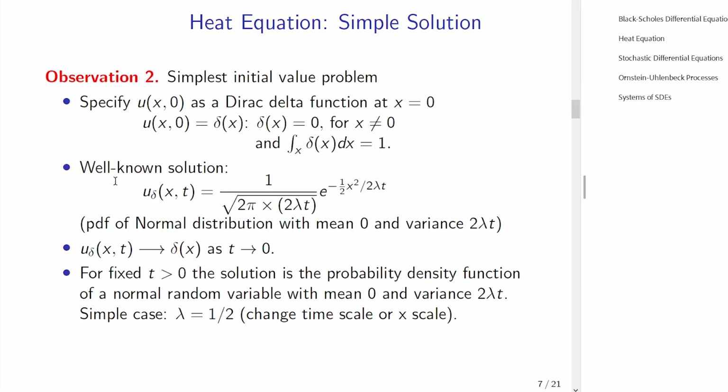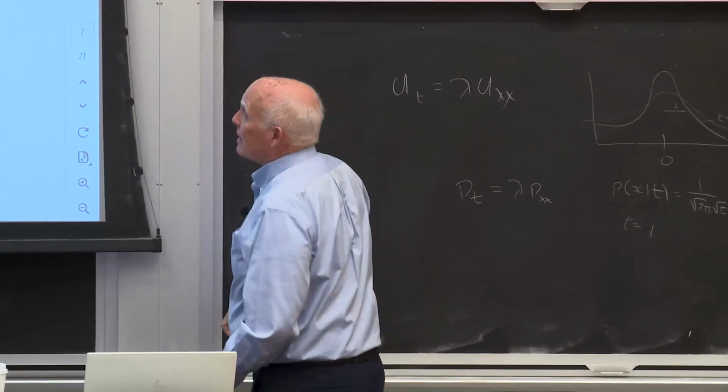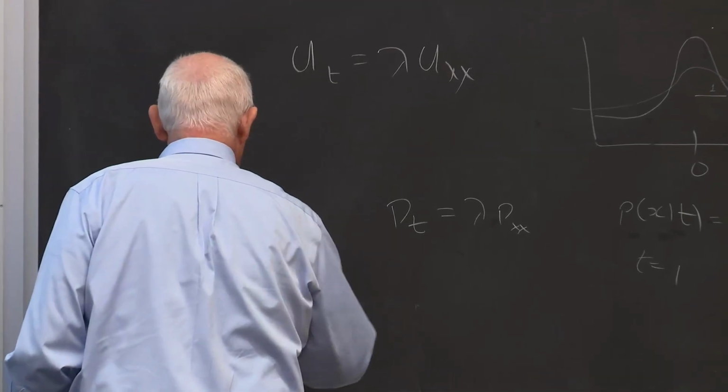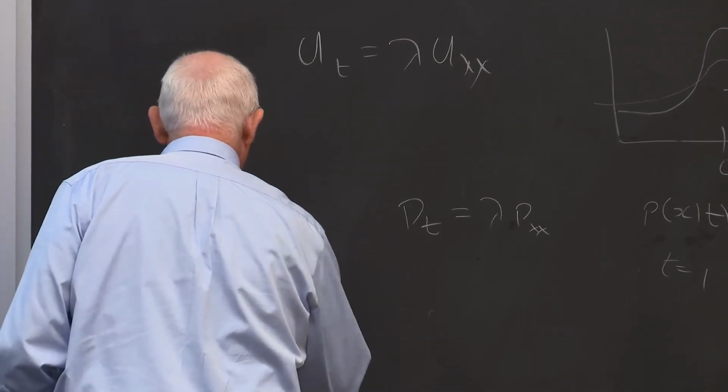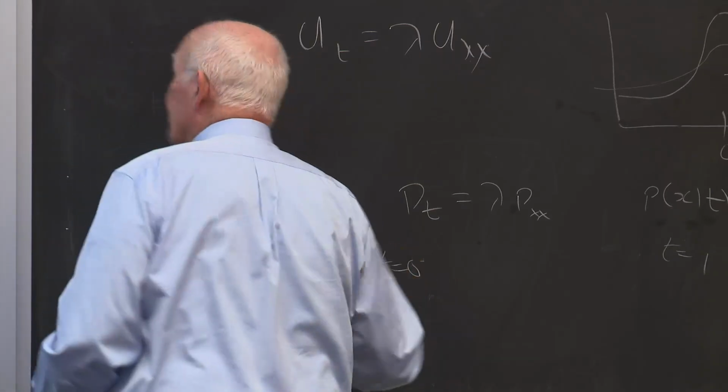Okay, so the simplest initial value problem is to consider this u function to be a Dirac delta function at x equals 0. So u of x, 0 equaling the Dirac delta function at t equals 0.